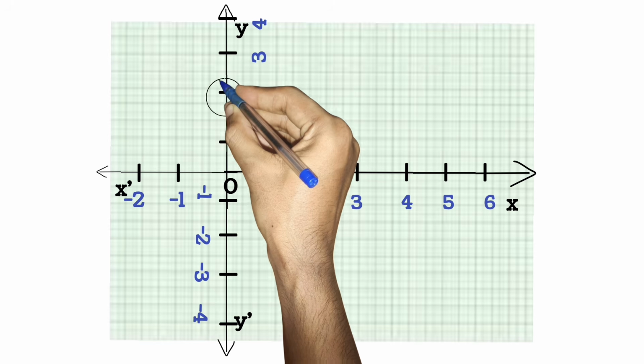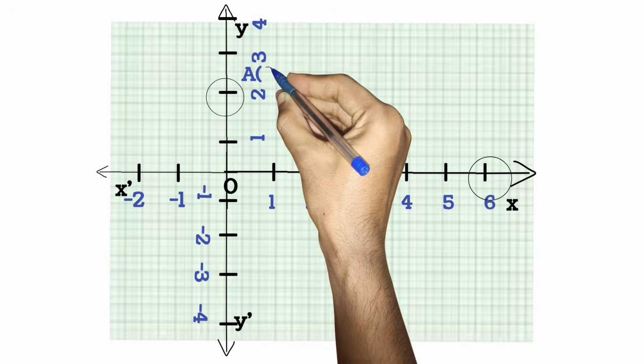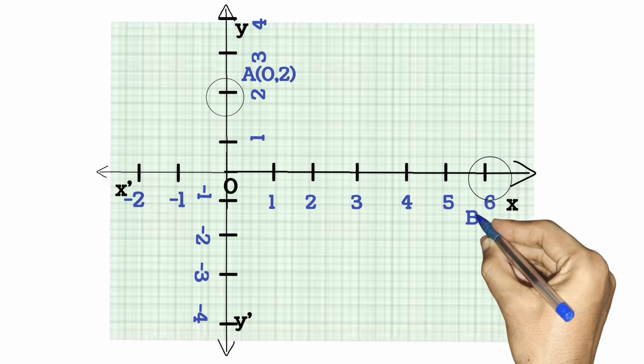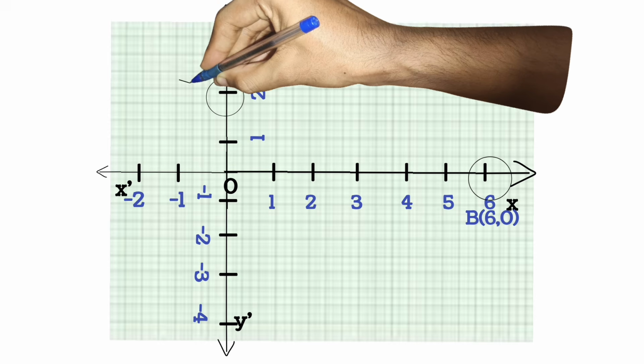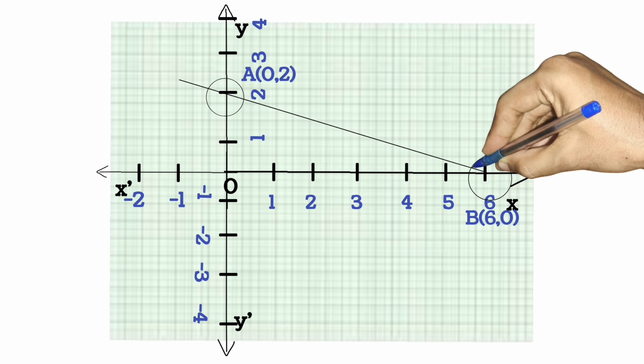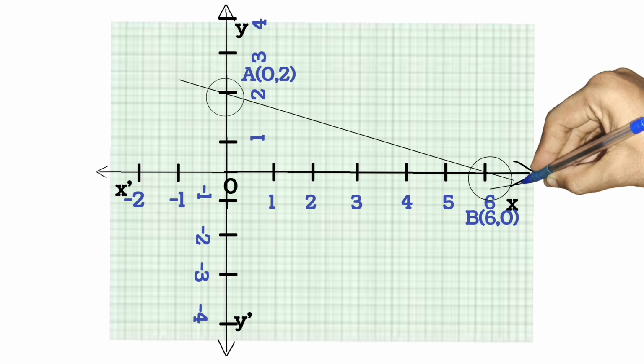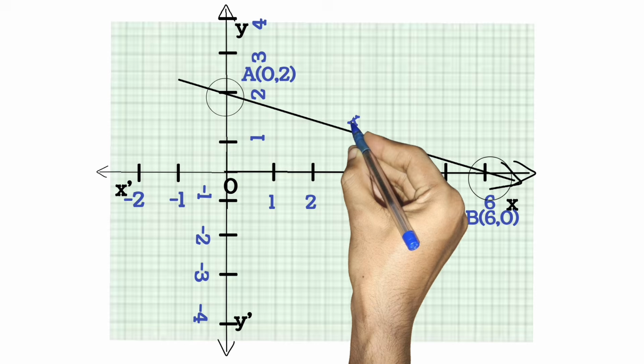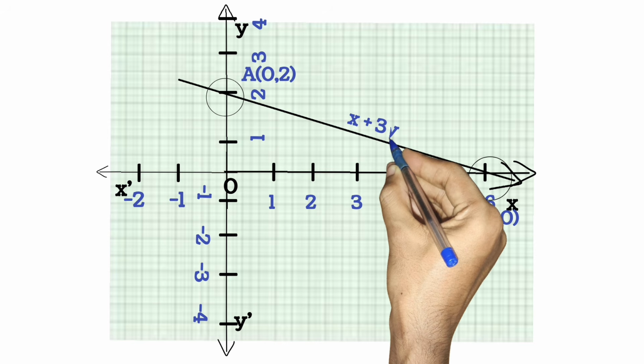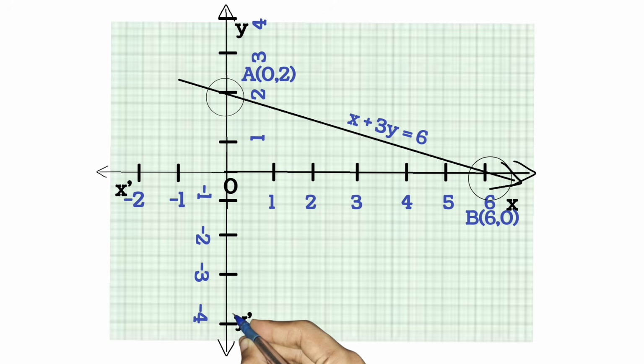Now circle point (0, 2) on the y-axis and point (6, 0) on the x-axis. Mark (0, 2) as A and (6, 0) as B. Now join points A and B. Then we get a straight line passing through these coordinates that represents x + 3y = 6.